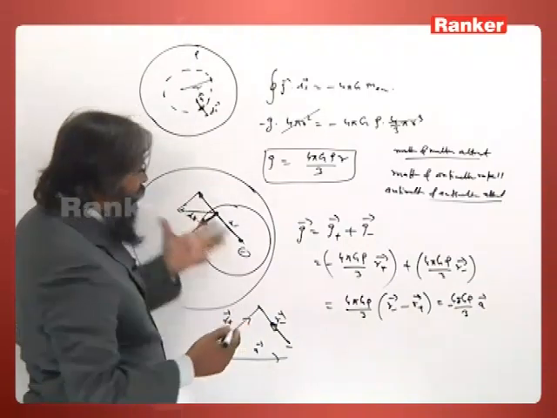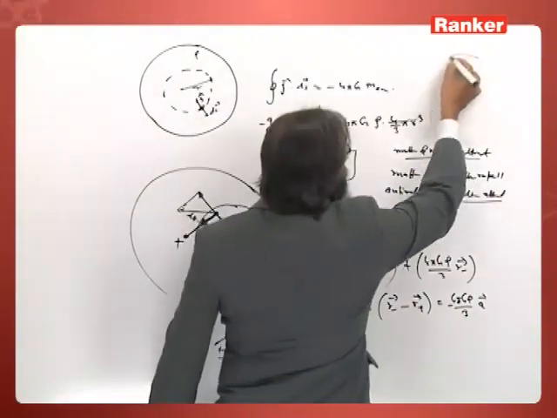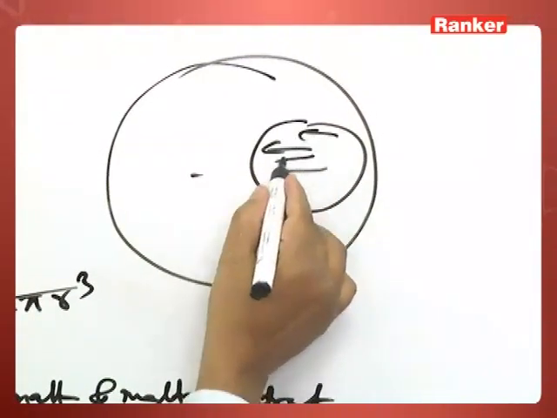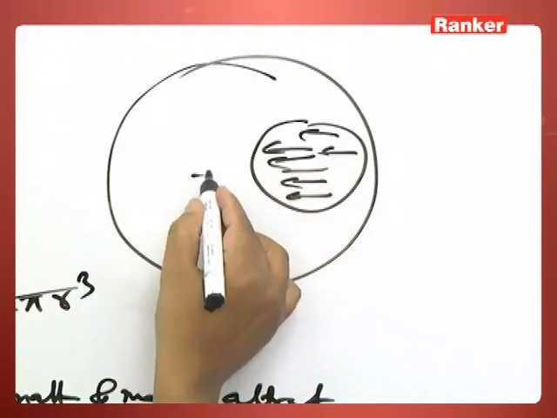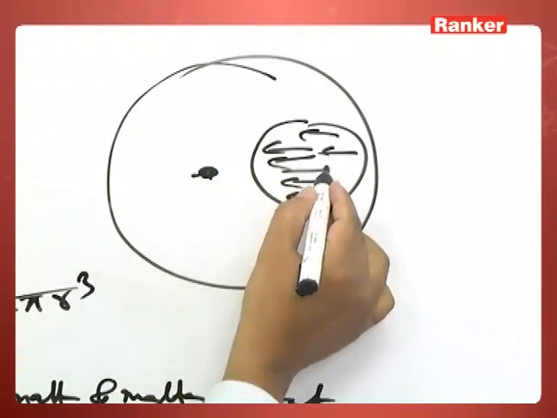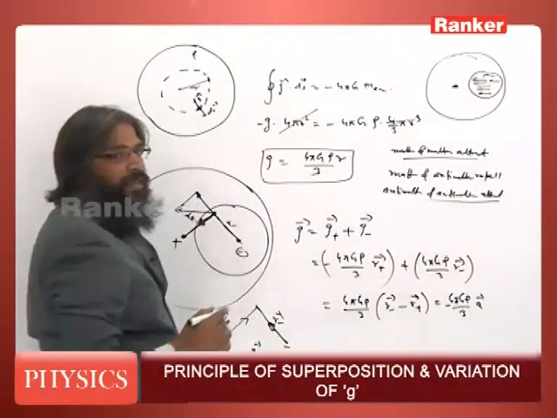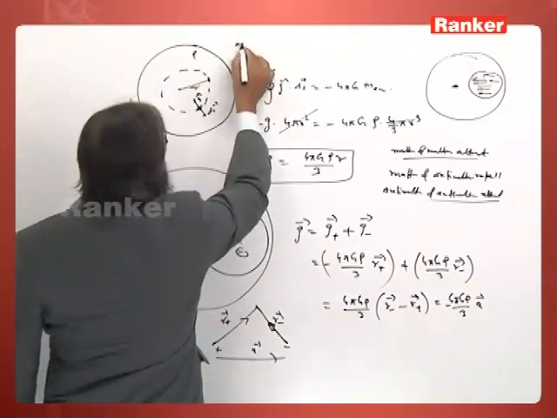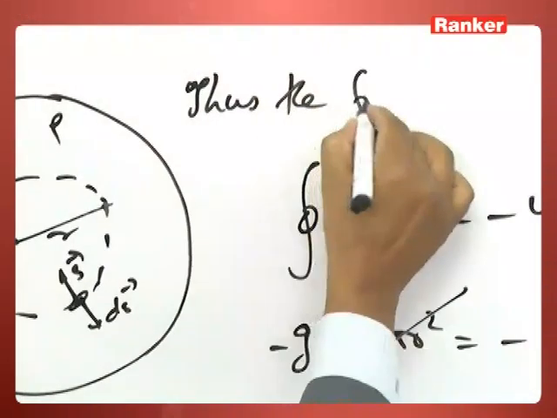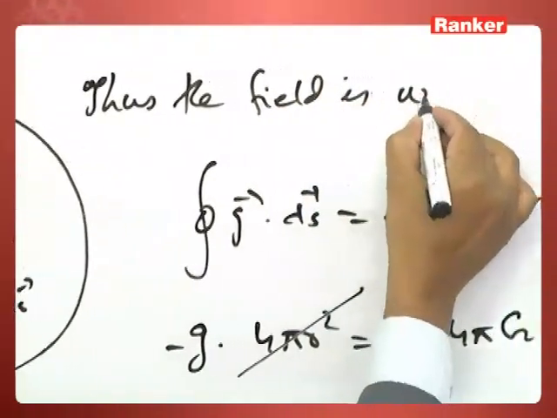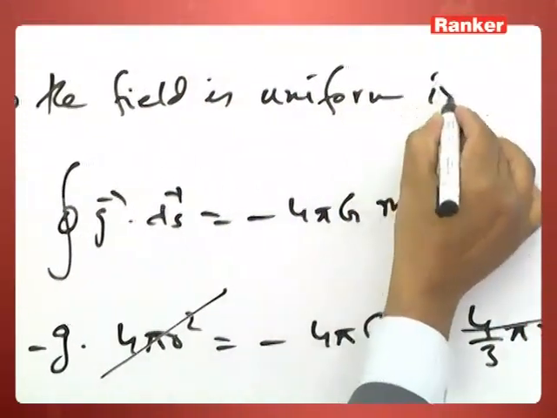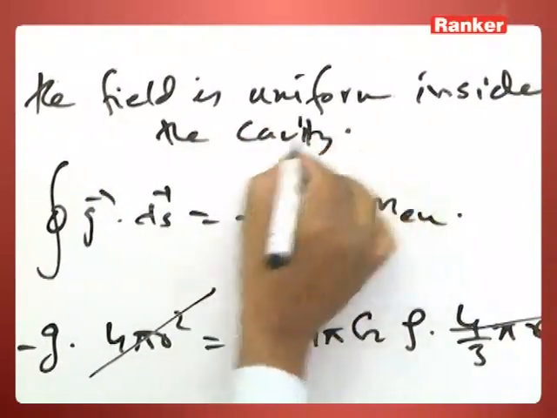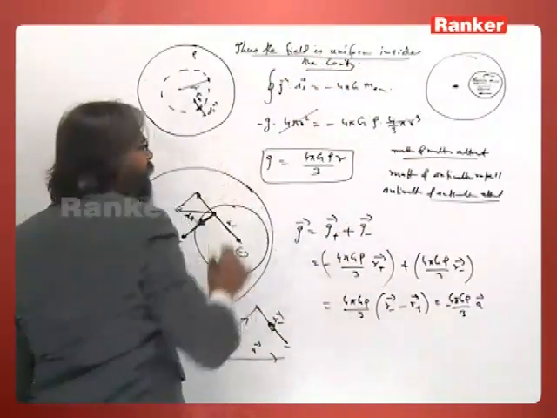So what is the conclusion? The conclusion is, if we have a cavity region, then the field is uniform inside the cavity and it is directed from this center to this center. This is the final expression. The field is thus uniform inside the cavity. This is a very, very important point. The field is uniform inside the cavity.